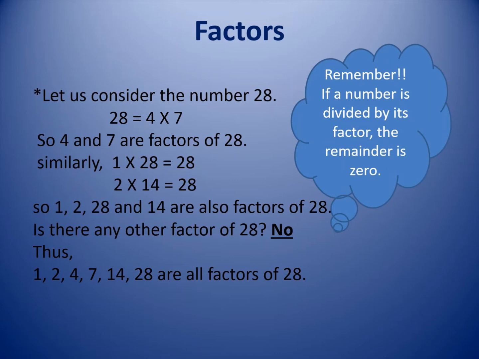Now you think and answer me. Is there any other factor of 28? Can it be 3, 5, 9, 8, 10, 11? No. There is no other factor of 28. So we can say that 1, 2, 4, 7, 14, 28 are all factors of 28.